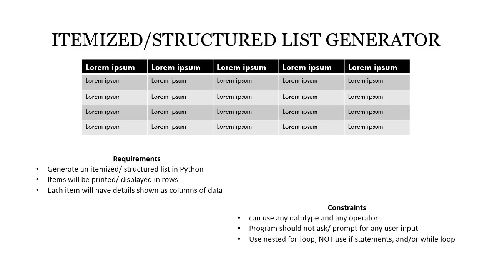Let's go briefly through the requirements and constraints. We are supposed to generate an itemized structured list in Python where items will be printed or displayed in rows, and each item will have details shown in columns of data. We can use any data types and any operator for this project. The program should not ask or prompt the user for any input. We will use nested for loops, but we are not supposed to use if statements and while loops in this project. So let's get started.